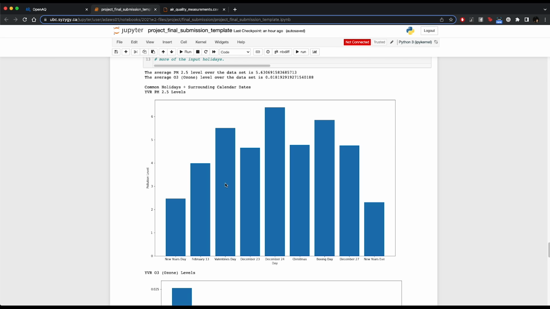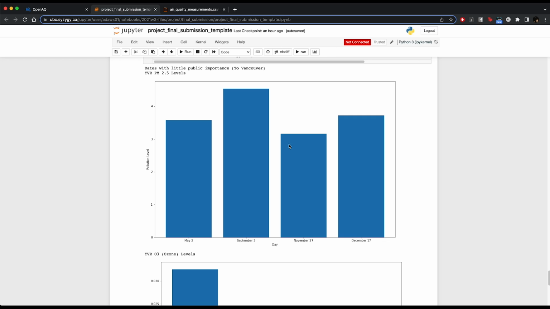In response to my project concept specifically though, I've currently created a number of graphs of the average air pollution levels by type over different holiday dates at Vancouver Airport, as well as over just generic dates throughout the year. I include a couple of those down here just as kind of a control variable.